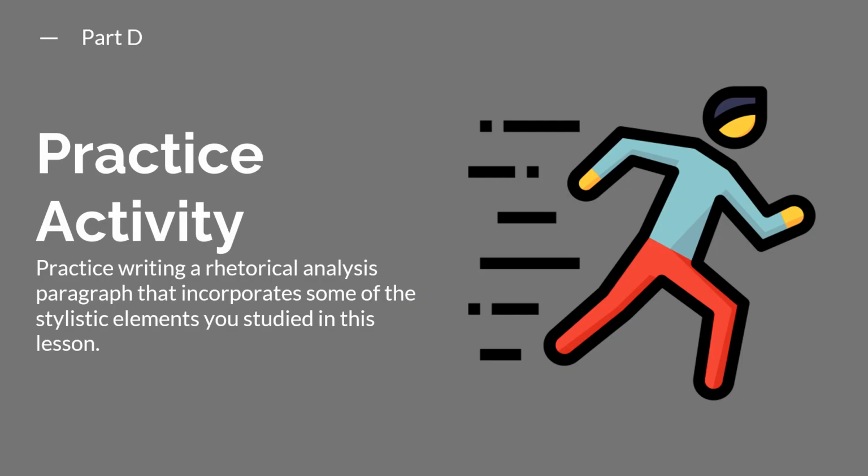Using that model paragraph, go ahead and complete Part D of the practice activity, which asks you to write a rhetorical analysis paragraph that incorporates some of the stylistic elements you learned about in this lesson. Once you've finished with Part D, you are finished with this lesson.